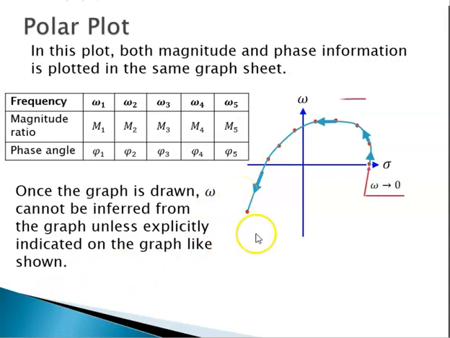So on the polar plot, you need to explicitly indicate the frequency, even to infer the direction in which the graph is going. This particular graph is going from very small frequency values here to very large frequency values at the end of this plot here. At any intermediate point, you have to indicate the value of omega to explicitly specify it. Otherwise, looking at the plot, you don't know what is the value of frequency.